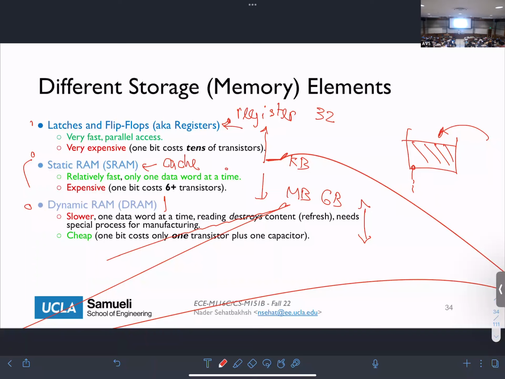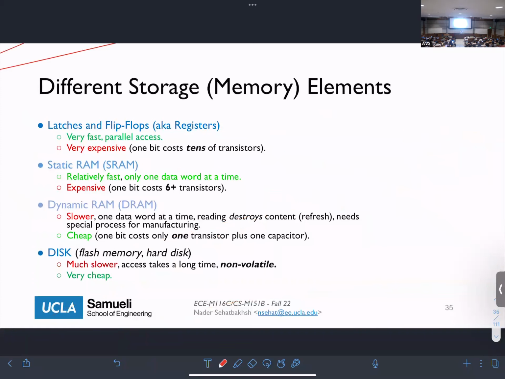So that's the range of these different memory technologies. And the reason that we use each of these is that if we want speed, we have to go here. If we want area, we have to go here. So this is what we call the memory hierarchy. And there's additional memory hierarchy.